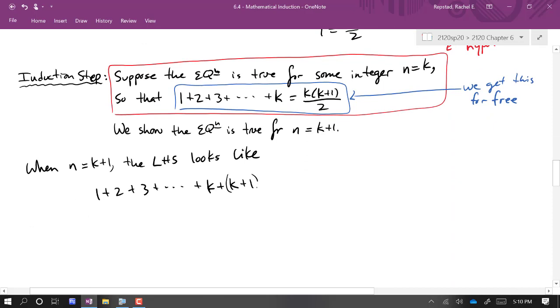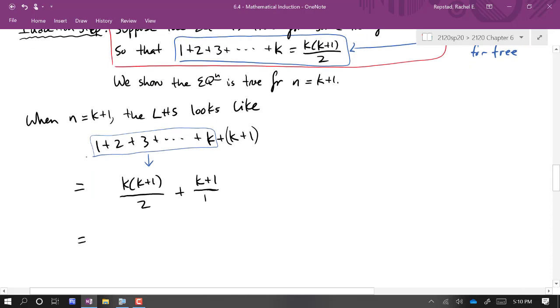So here's what we have. We have this sum. Now we can use this induction hypothesis. That equation in the blue box, we get to use that for free. So look what we have here. We have the sum of the first k integers as a part of that expression. So I'm going to use my induction hypothesis. This is equal to k times k plus 1 over 2. And then we're adding plus k plus 1, and that's k plus 1 over 1. I'm writing it that way because I'm going to get a common denominator.